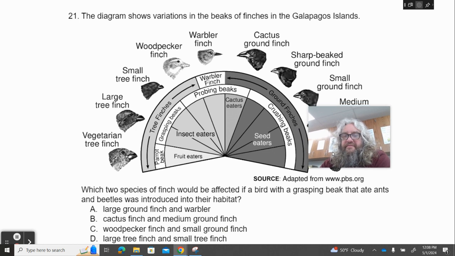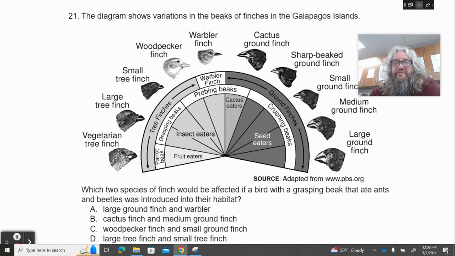Number 21. The diagram shows the variations in the beaks of finches on the Galapagos Islands. Which two species of finch would be affected if a bird with a grasping beak that ate ants and beetles was introduced into their habitat? Would it be A, the large ground finch and the warbler? B, the cactus finch and the medium ground finch? C, the woodpecker finch and the small ground finch? Or D, the large tree finch and the small tree finch?